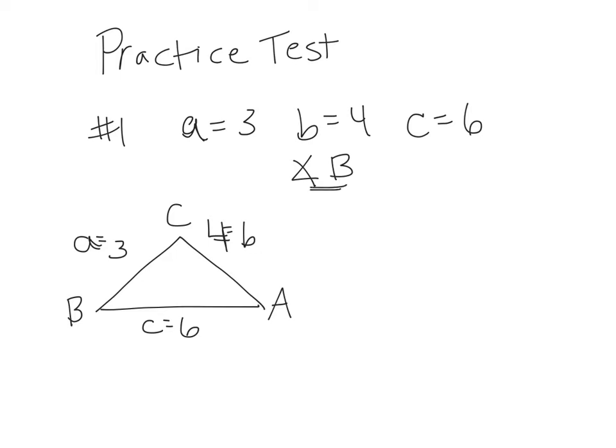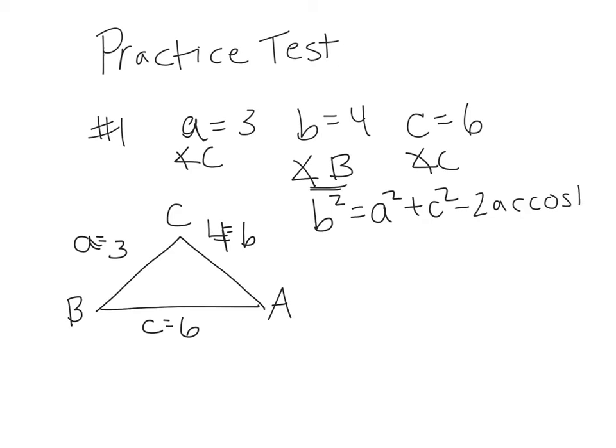So since I don't know 2 of any of my letters, I know that this can't be a law of sines problem. And since I'm looking for angle B, the only law of cosines is b squared equals a squared plus c squared minus 2ac cosine of b.